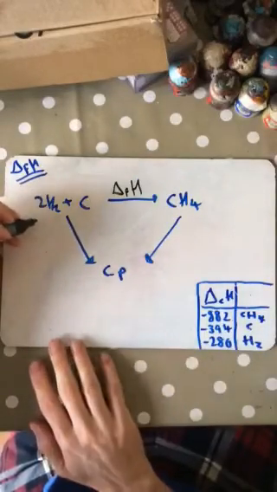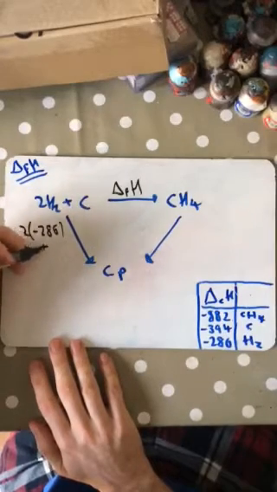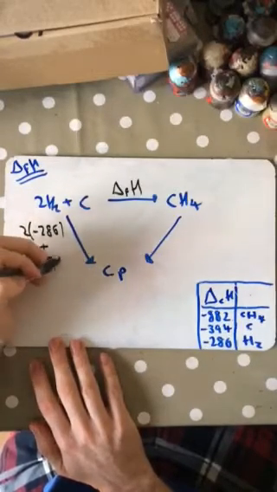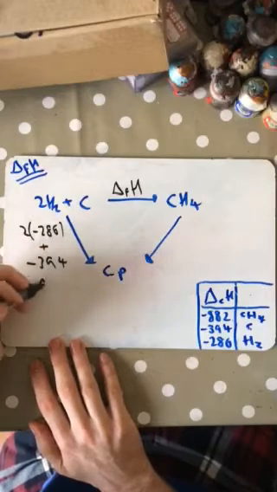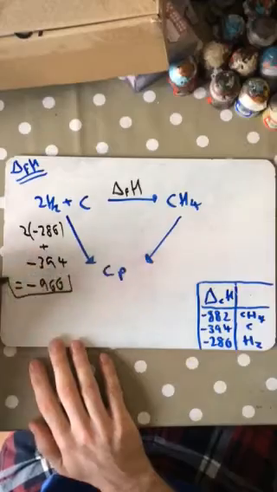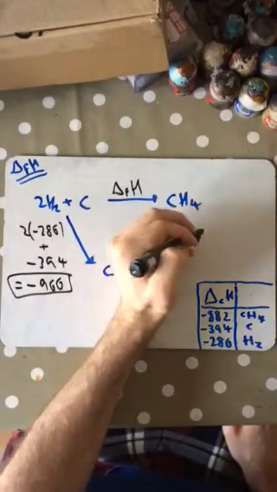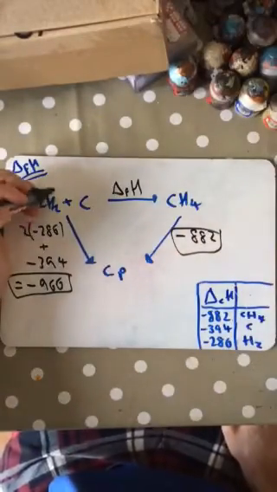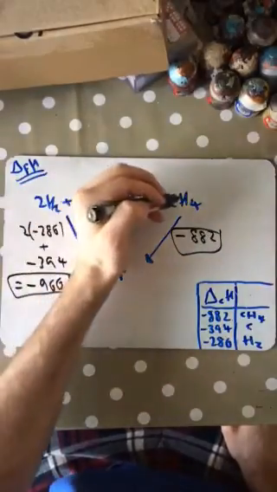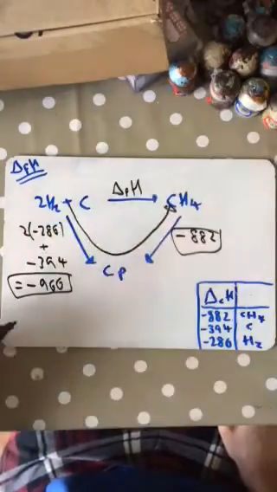So to combust H2 is minus 286, and there's 2 moles of it. Add the carbon, minus 394. Using really quick maths and definitely not cheating, that comes to minus 966. Bang it in a box. Methane is just minus 882. Bang it in a box. And then we need to, Hess's law, we need to start and end in the same place. So we need to go from here to here.